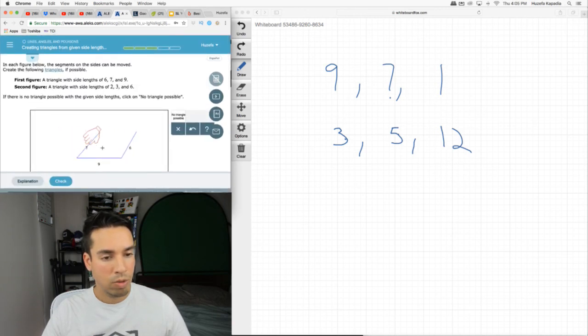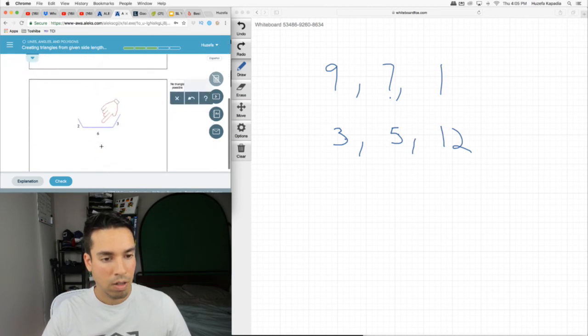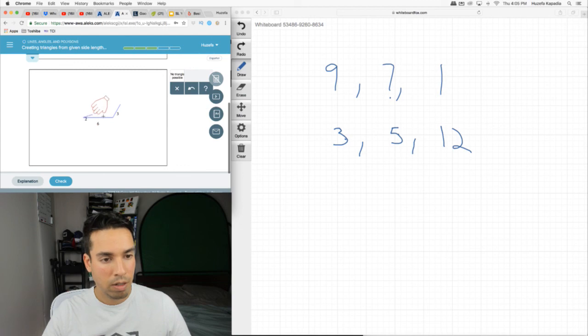Last one. This will definitely work. And then this guy will not work, right? 2 and 3, they will never touch. So no triangle.